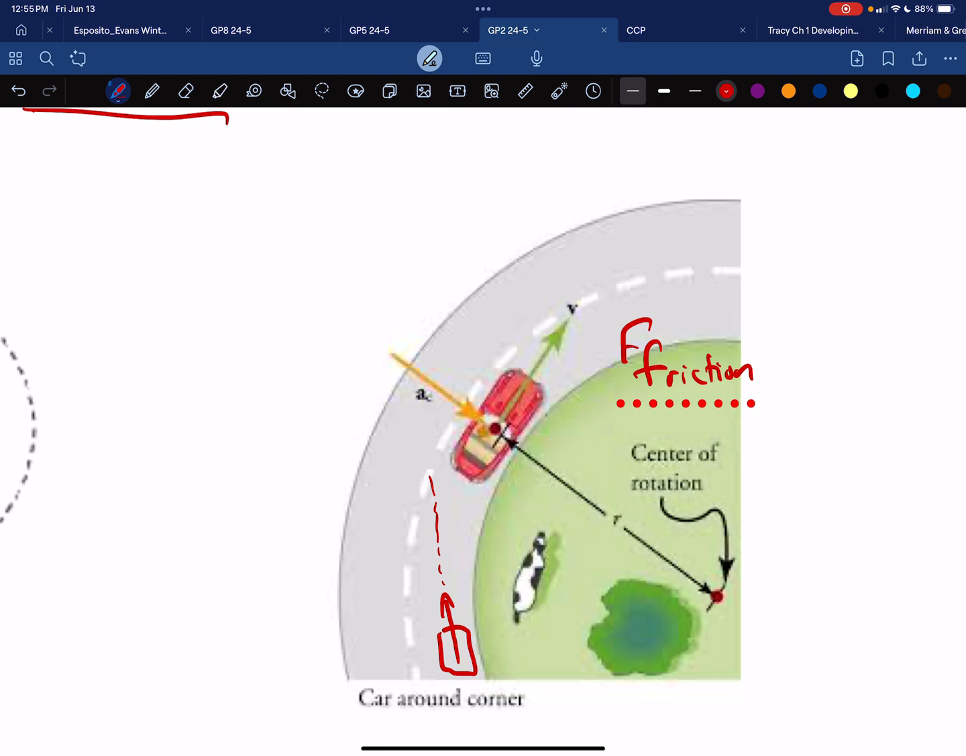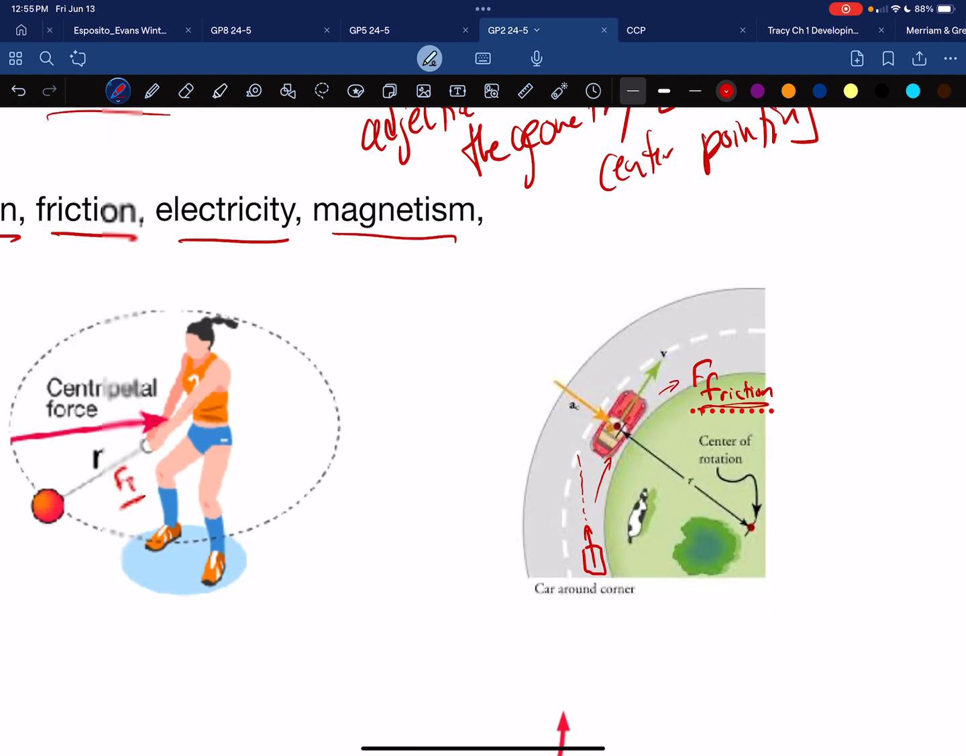And the reason it keeps going in a straight path when it's icy is there's no friction. But once the ice is gone, the tires can turn, and it requires friction to turn. If there's no friction, you'll go in a straight line. So it's the force of friction that is the centripetal force.